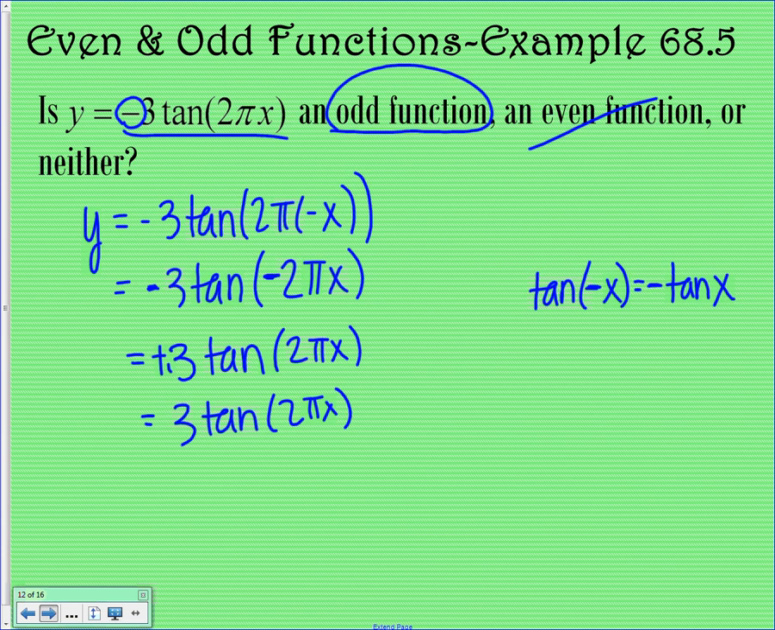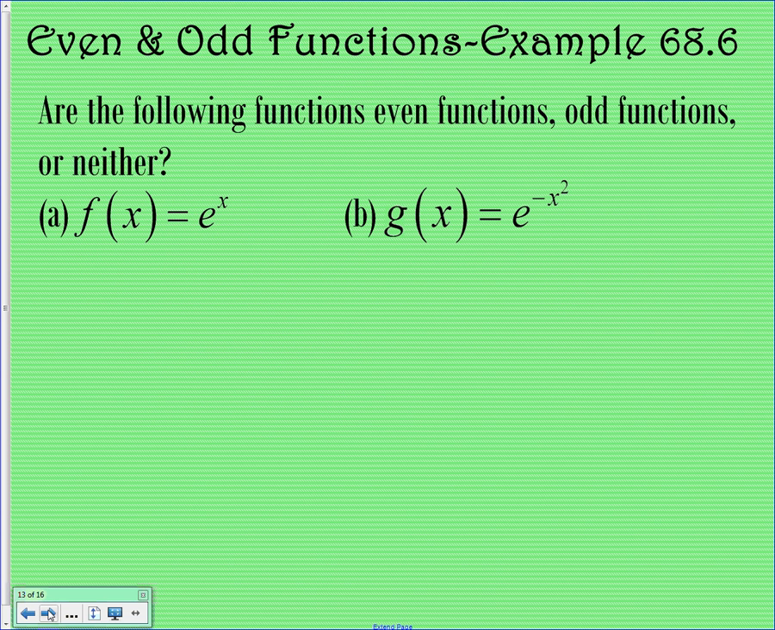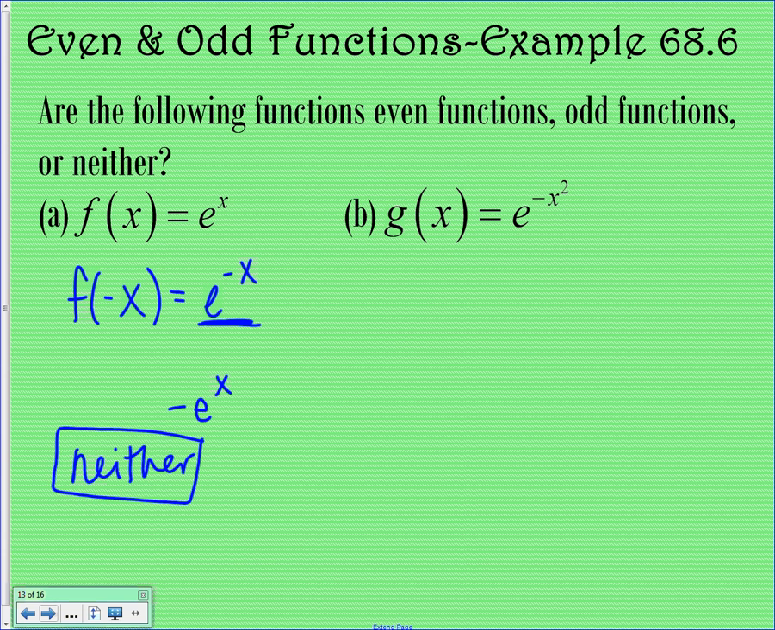Okay, let's look at another example. It asks, are the following functions even, odd, or neither? Well, we need to test by plugging in the negative. So we would have e to the negative x. There's no way to really simplify that. I mean, we could write it as 1 over e to the x, but that doesn't really help us. This is not identical to what they gave us, so it's not even. If it were going to be an odd function, we would have ended up with negative e to the x. That's not what we have here. So this f of x is a neither function. It's neither even nor odd.